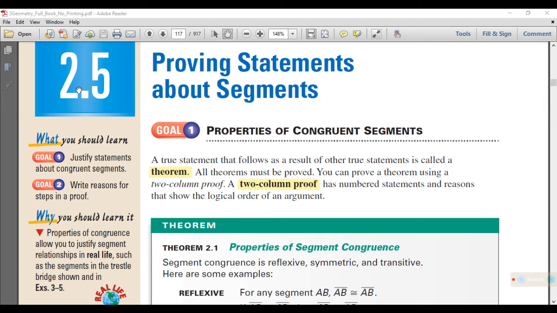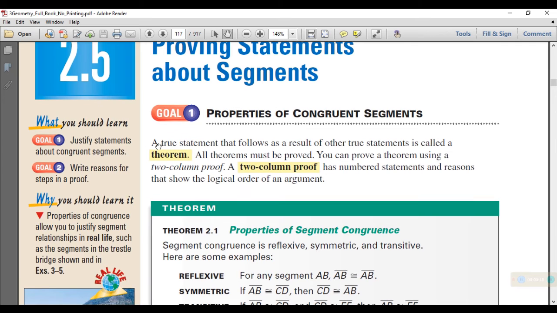This is Miss Rena, and for today's video discussion, we are going to talk about proving statements about segments. For this section, we are going to start with properties of congruent segments. We have here two highlighted terms. Familiar na tayo sa two-column proof.